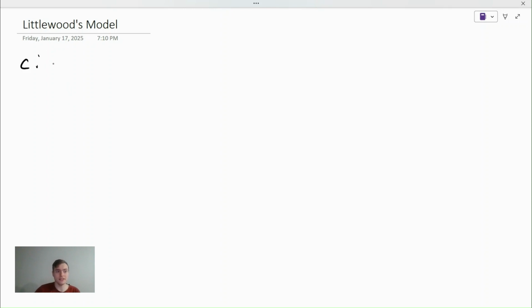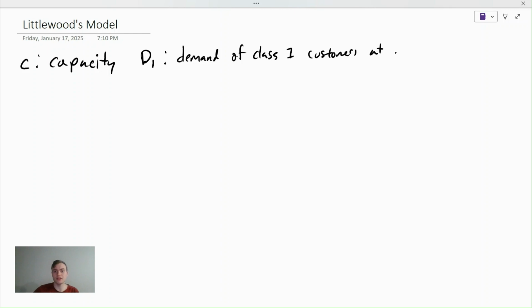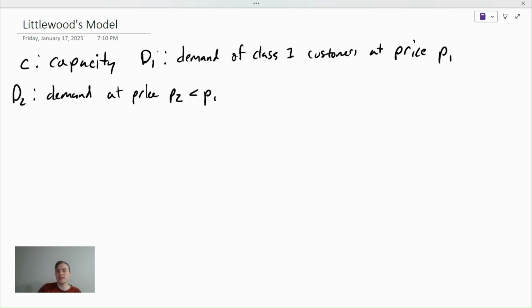So the main parameter is C, which is our capacity available. That is an input to the model, and changing that would drastically change the nature of your scenario, right? D1 would be the demand of class 1 customers, customers who are willing to pay price P1. And then let's say D2 is the random variable, the demand distribution at price P2, for P2 less than P1. We'll have it in descending order. 1 means that's the higher price.